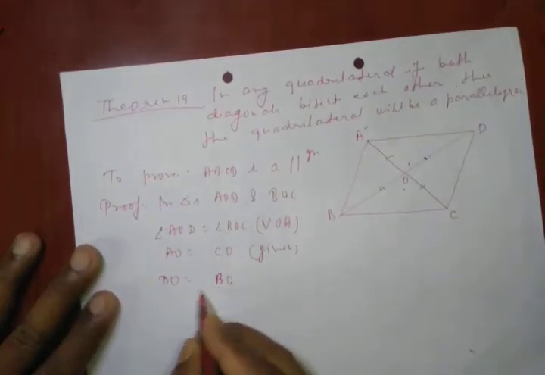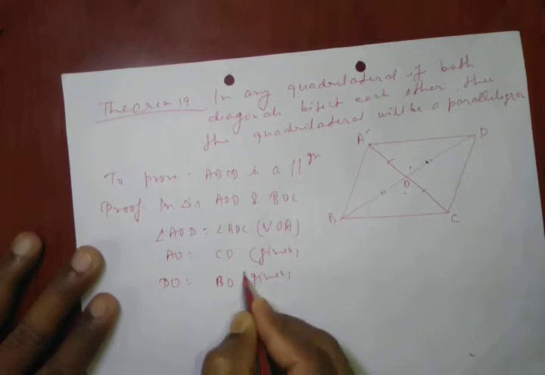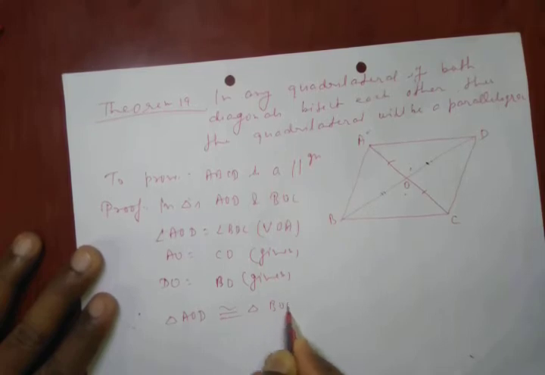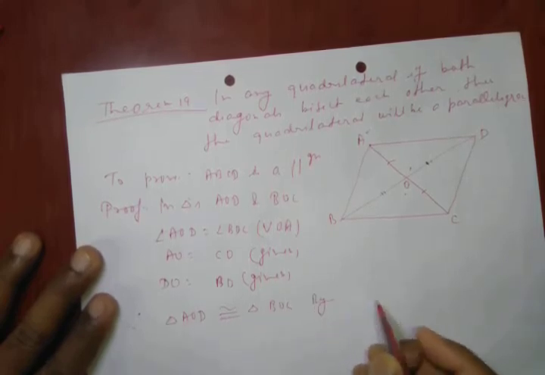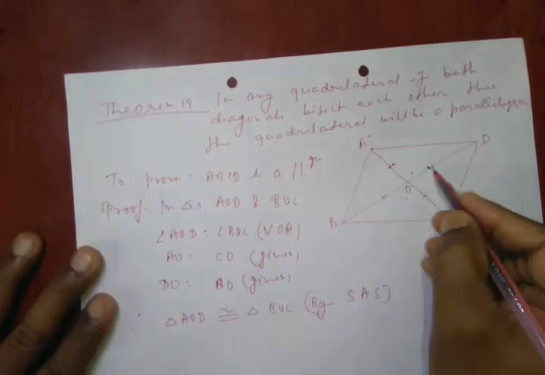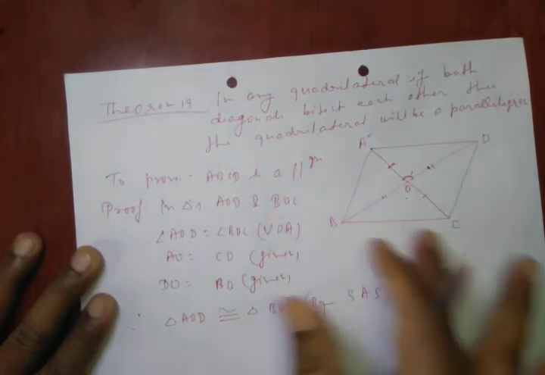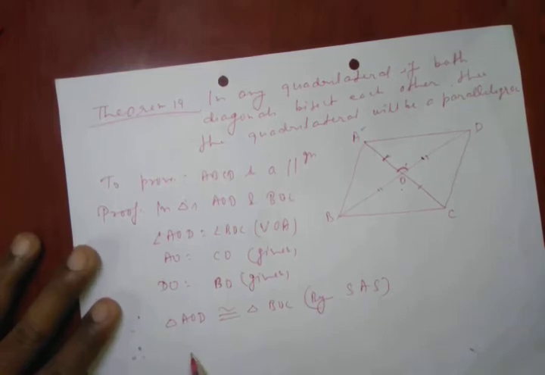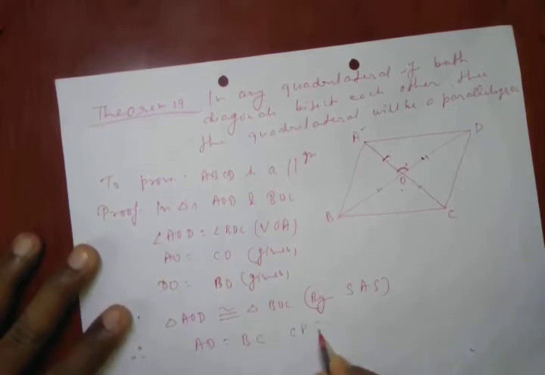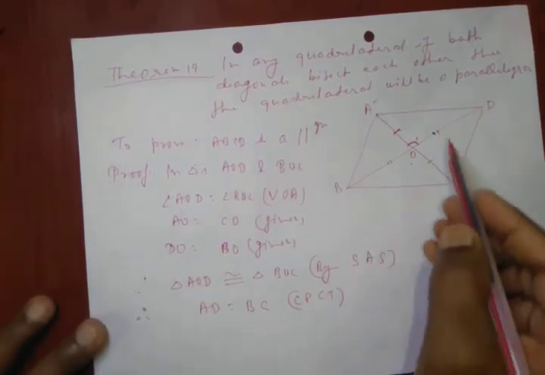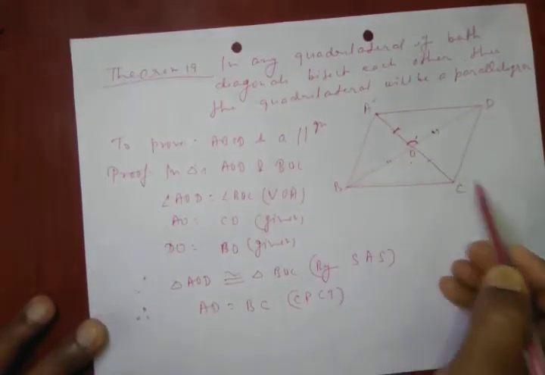So by these three conditions, which are given, triangle AOD is congruent to triangle BOC by which condition? You have side angle side, because we have taken this side and the angle between them. That is why SAS condition. And therefore you have AD equal to BC, and again by CPCT, that is the corresponding parts of congruent triangles. That is AD equal to BC, we got this here.